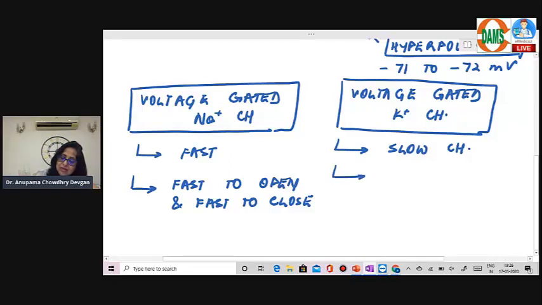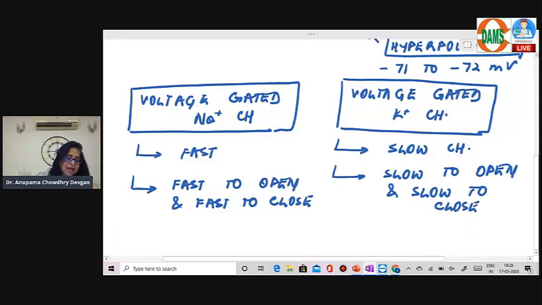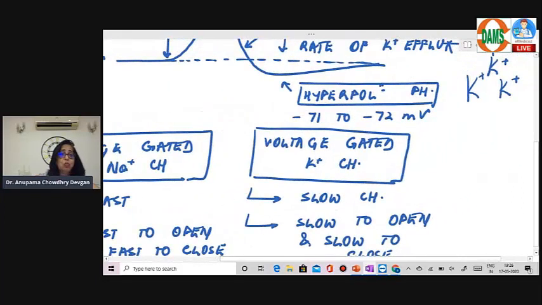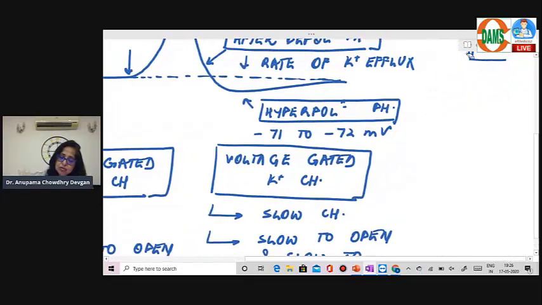The voltage gated potassium channels, these are slow channels. That means these are slow to open and slow to close. Yes. Now, all of you who were getting restless, what is the hyperpolarization phase due to? Now listen to this. This is now due to a slow closure of the slow potassium channel.